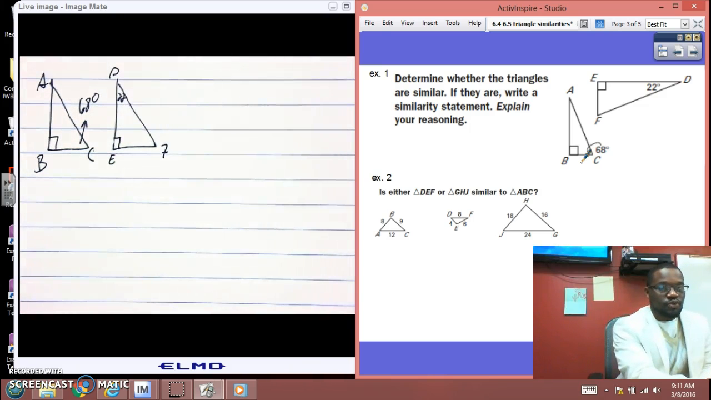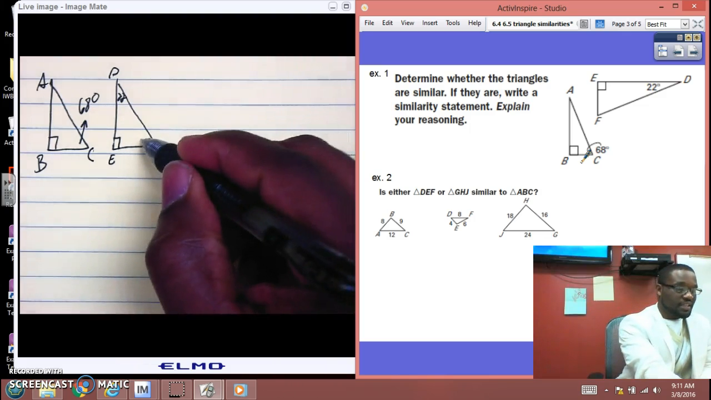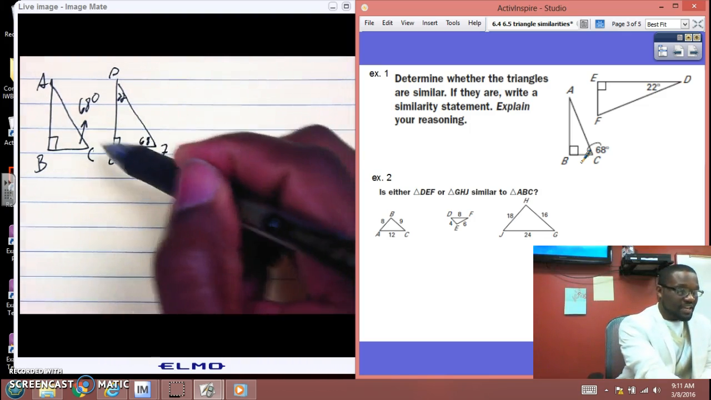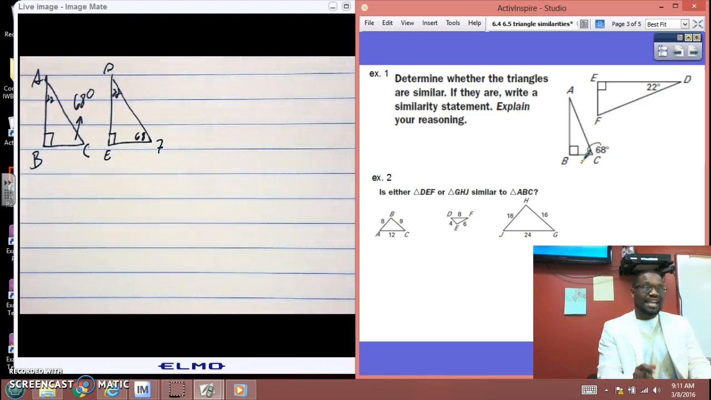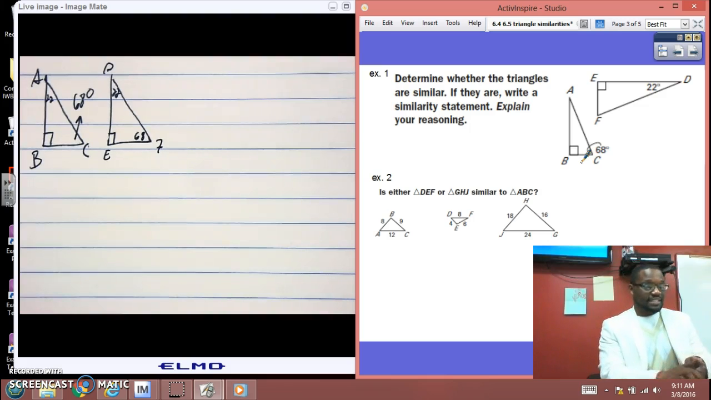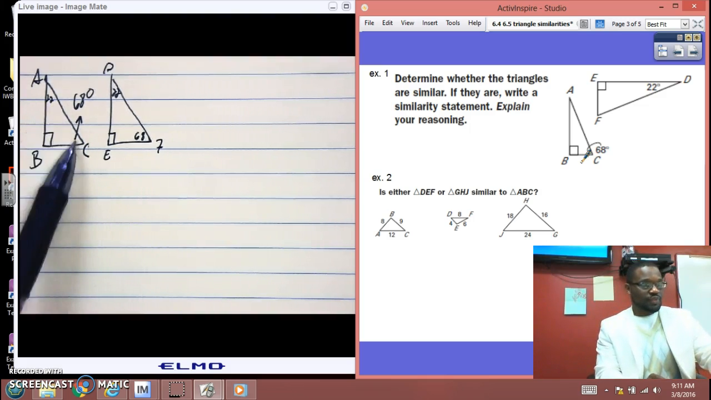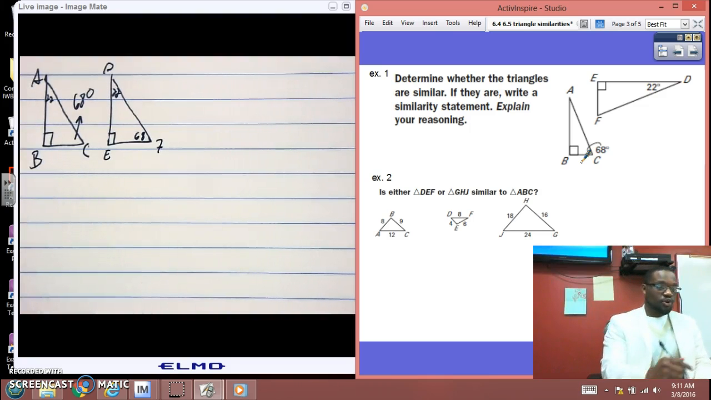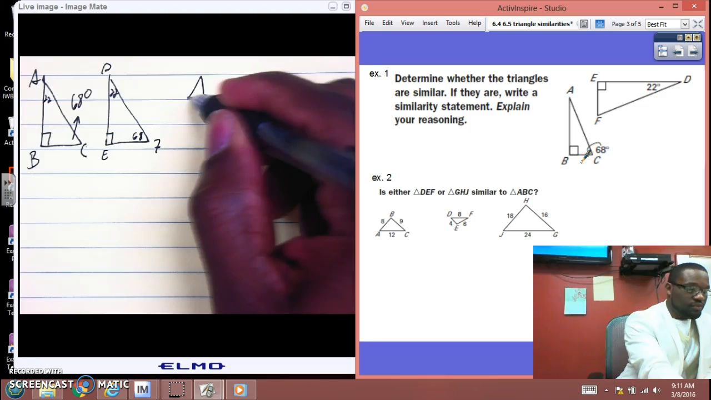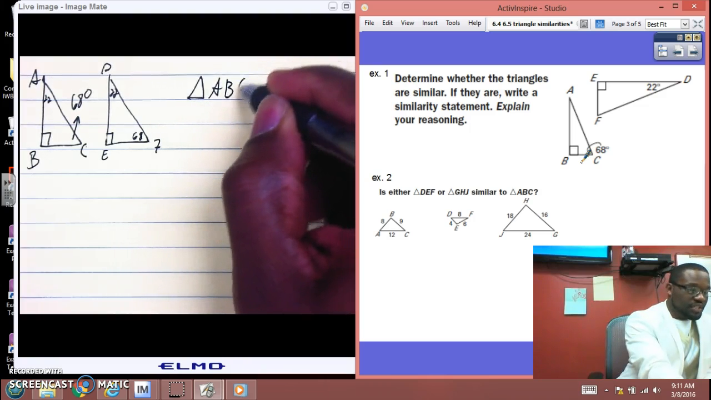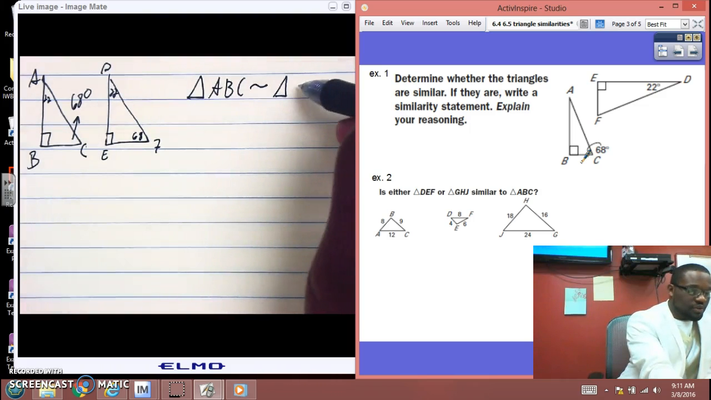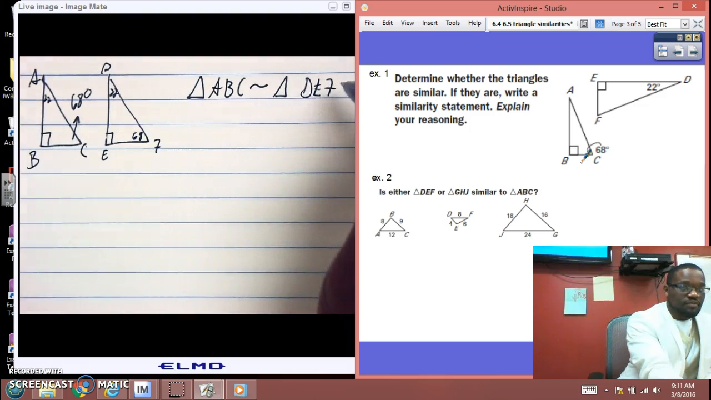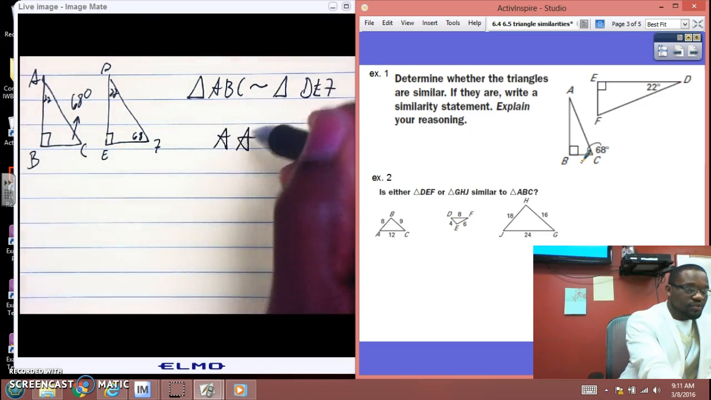Well, this angle down here is 68 degrees, and this angle up here is 22 degrees. So what can we use? Yes, the triangle sum theorem says that this angle has to be 68 and this angle has to be 22. Why? Because all three angles of a triangle add up to 180, or you could say, since this angle is 90 degrees, those two have to add up to 90 as well. So we can say that triangle ABC is similar to triangle DEF, and you have to go in that same order, and the reason why is because of the angle-angle similarity postulate.